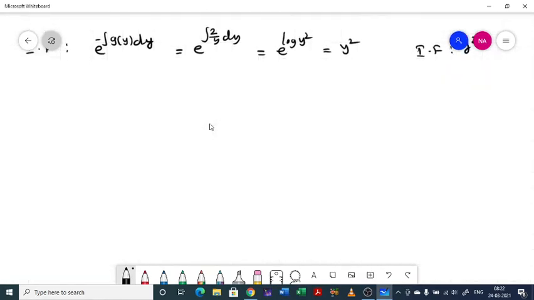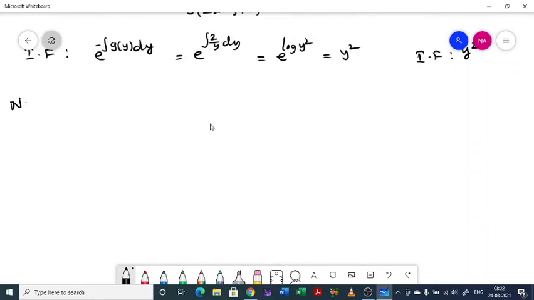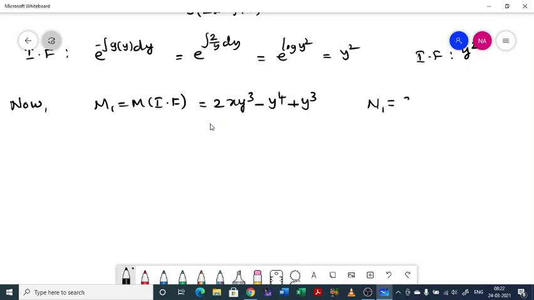After that you have to multiply both M and N by the integrating factor. Now M1 equals M into the integrating factor. What is the integrating factor? y square. So M was 2xy minus y square plus y. Multiplying by the integrating factor, it will be 2xy cube minus y power 4 plus y cube. And similarly N1 will be, after multiplying by the integrating factor, 3x square y square minus 4xy cube plus 3xy square.